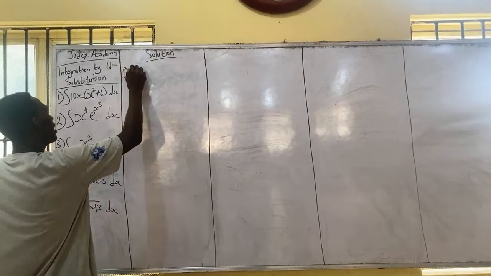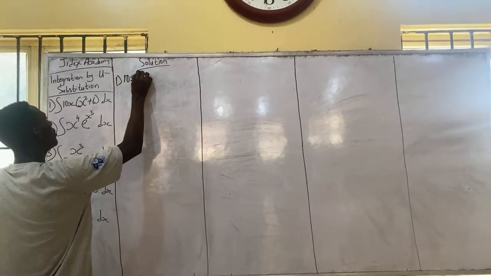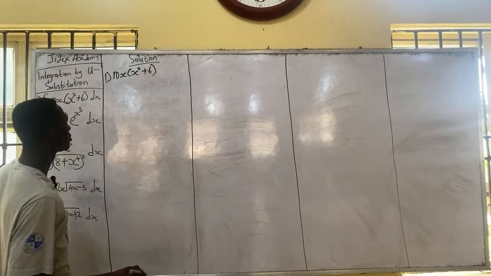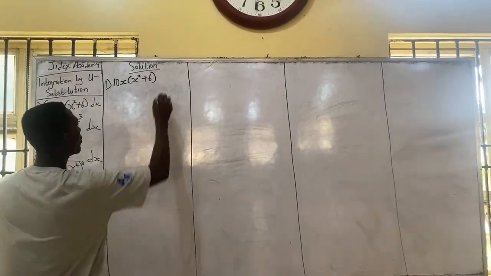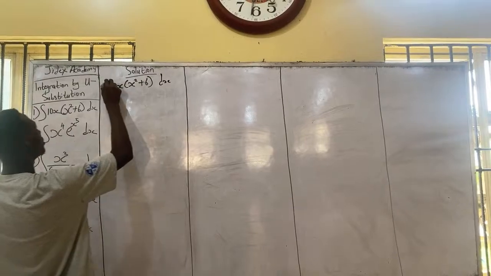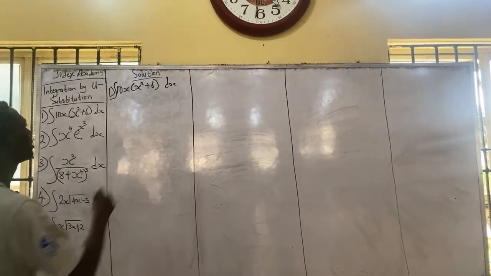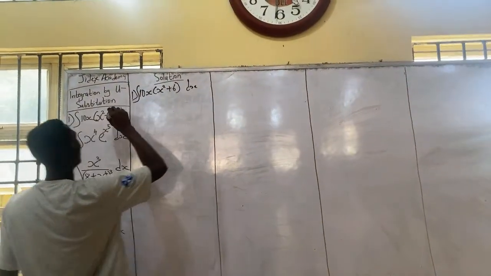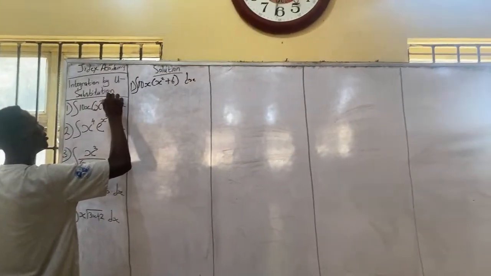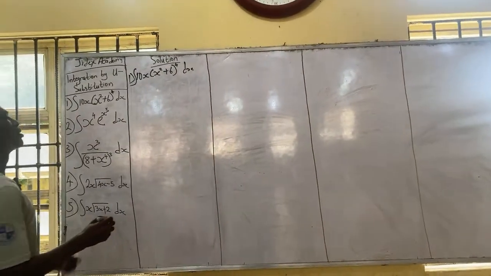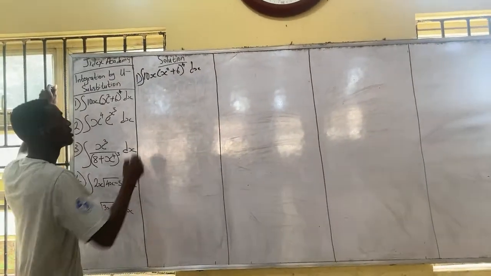So we have the integral of 10x times (x squared plus 6), close bracket, dx. Sorry, this is to the power of 4. My bad. To the power of 4. Alright, so how do you solve a question like this?